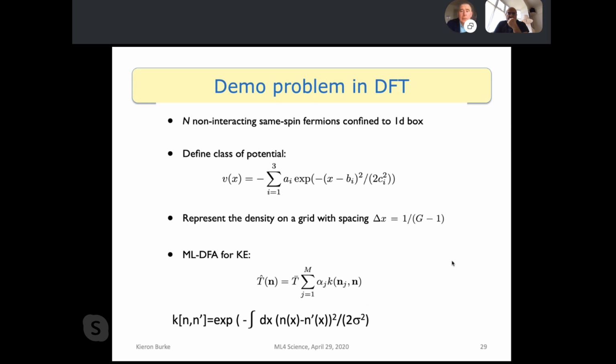Okay, so the first one we did was this demo problem. We just put particles in a box with bumps in the bottom of the box, little Gaussian bumps with an inherent dimensionality of 9 parameters. We put the box on a grid, and then we just write the kinetic energy functional in terms of the density, a kernel, measuring distances between densities.